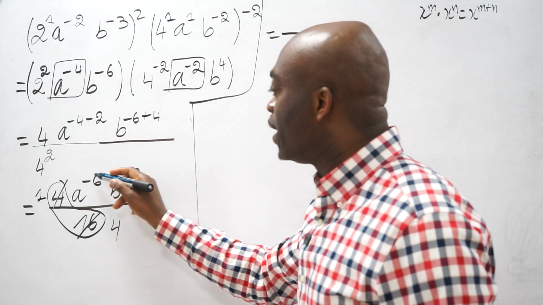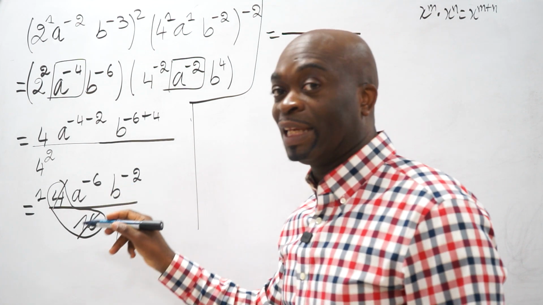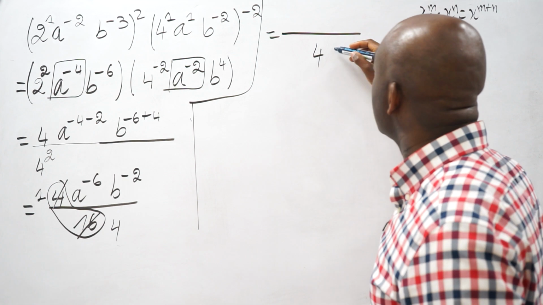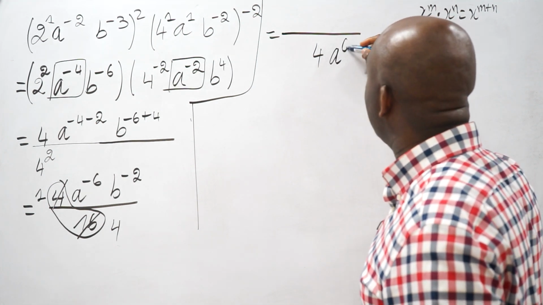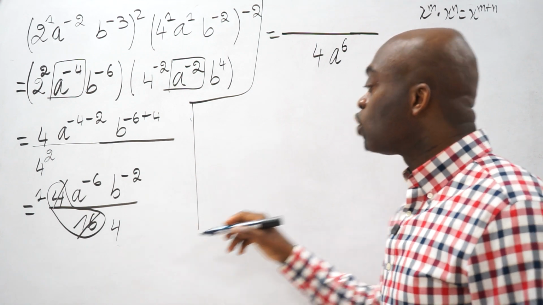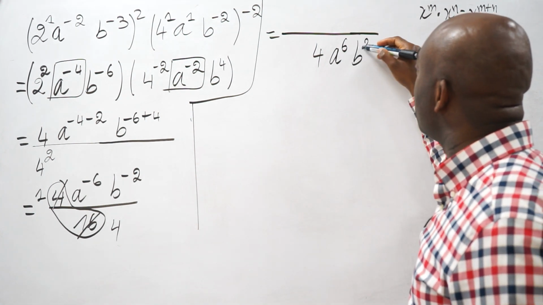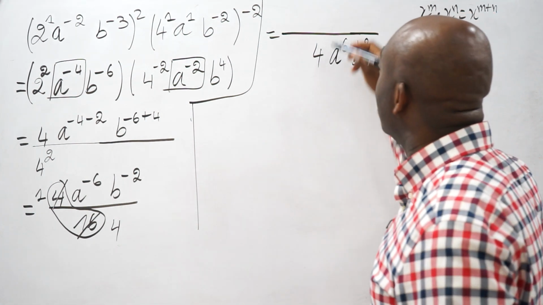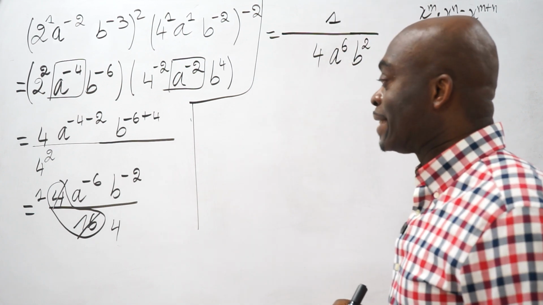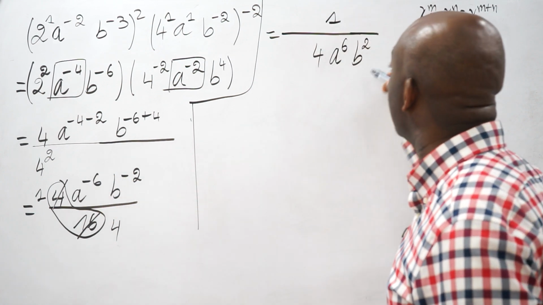And then what's happening here? A power negative 6, we cannot leave it as negative 6. It got to become positive, so we got to move it down. Okay? So it's 4, a positive 6. And then for b power negative 2, we also move it down. That's b positive 2. Okay? And then what's left on the top is just 1. And that's it, because there's nothing else left on the top but a 1.